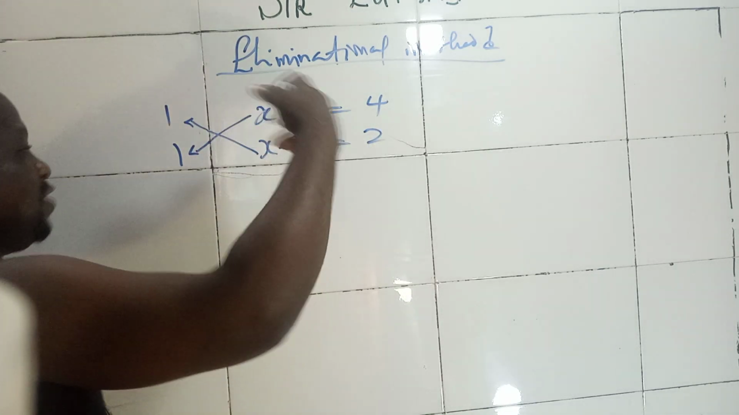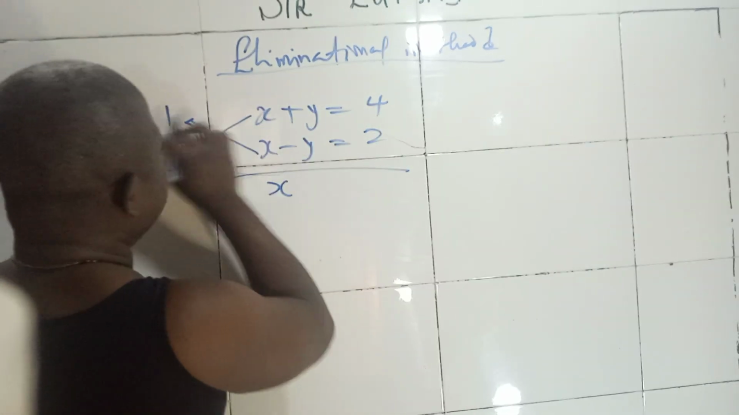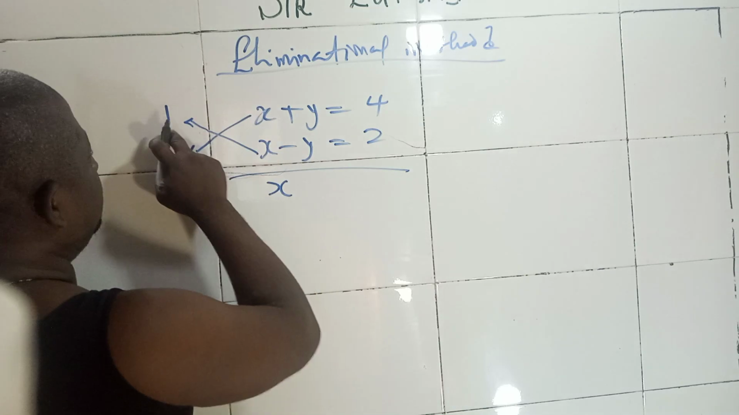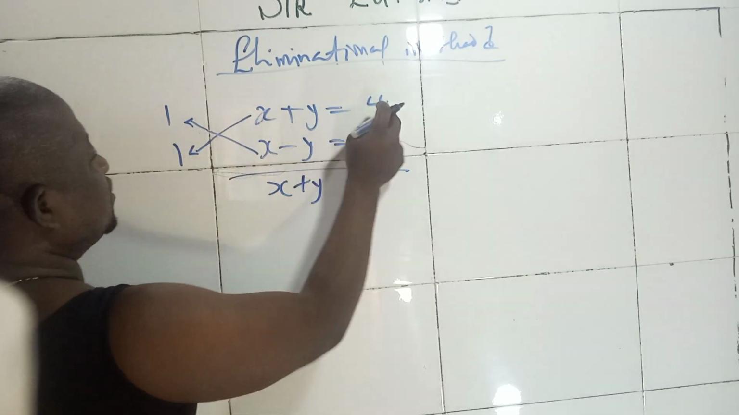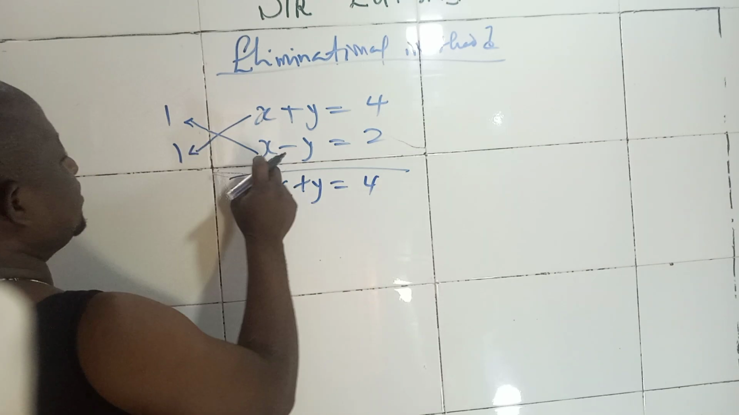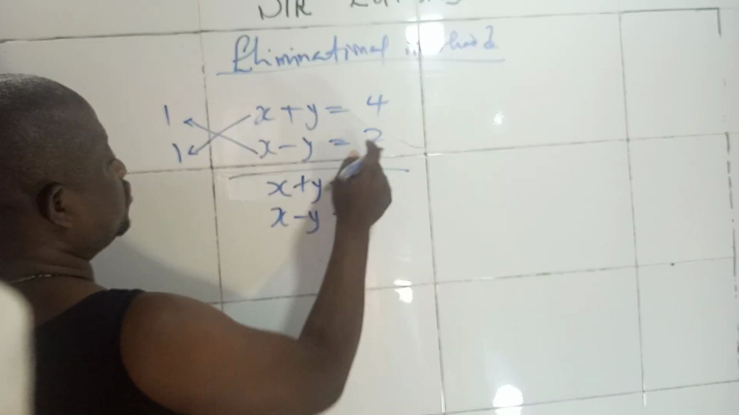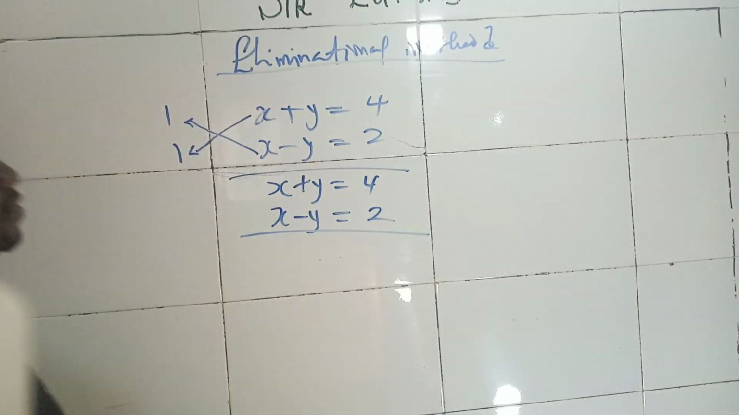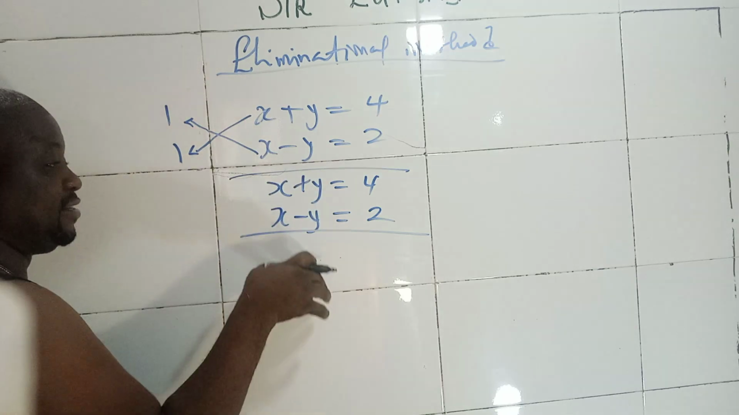If you multiply, you are still going to get the same thing. So we're going to have x multiplied through by 1. 1 times x, x. 1 times y, this is plus y. 1 times 4 is still 4. 1 times x, x. 1 times minus y, this is minus y, is equal to 1 times 2, 2. So then you now subtract. What is x minus x? Sorry, you now add the two together.